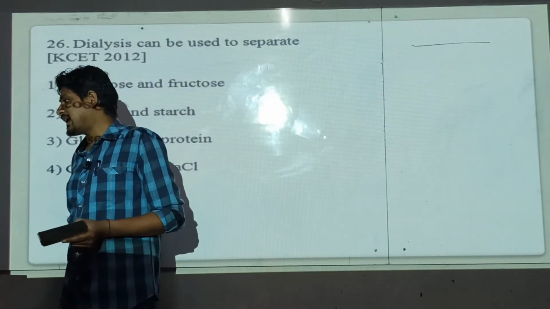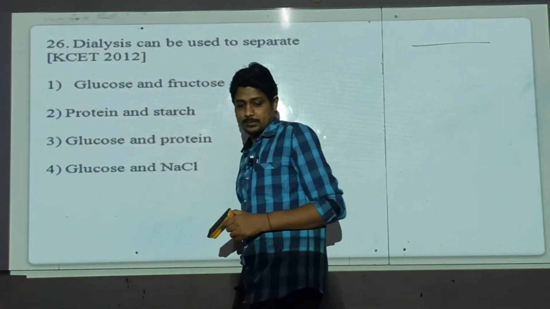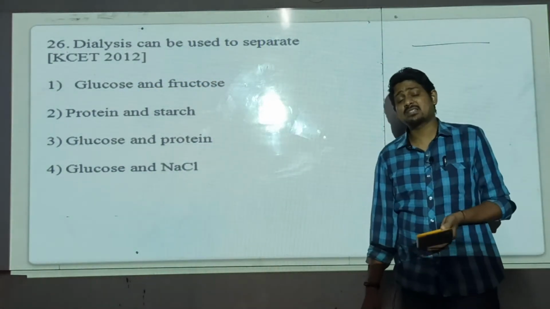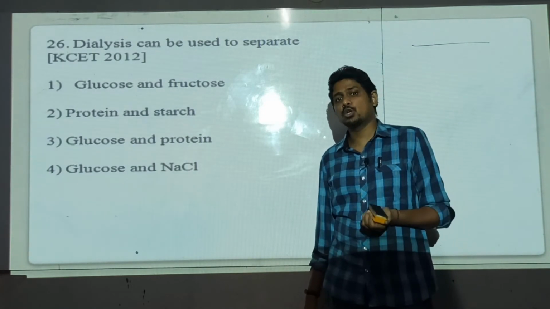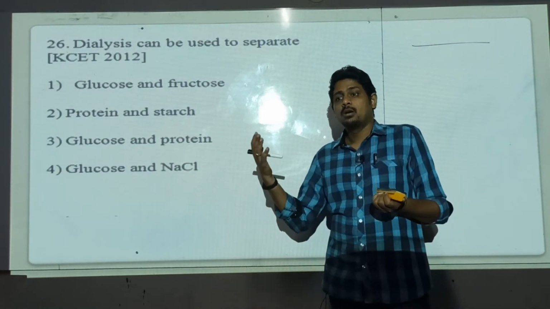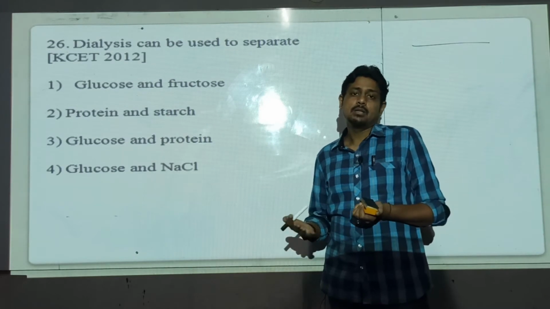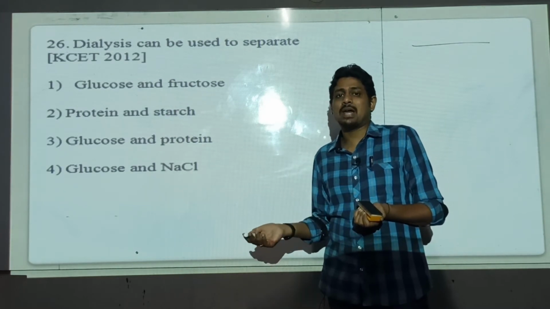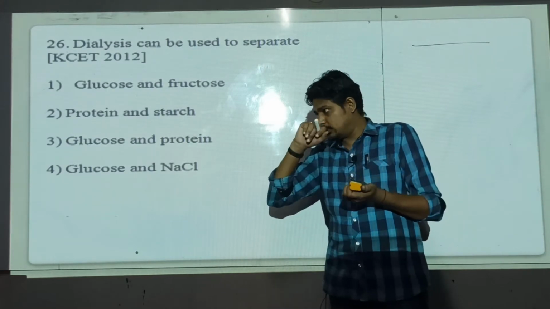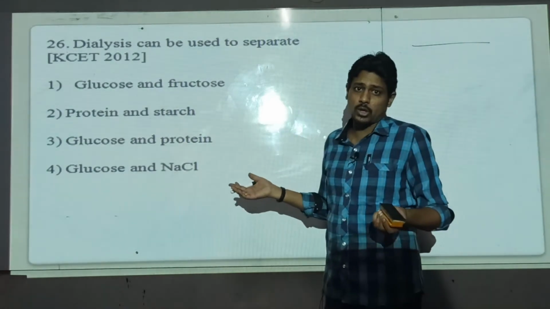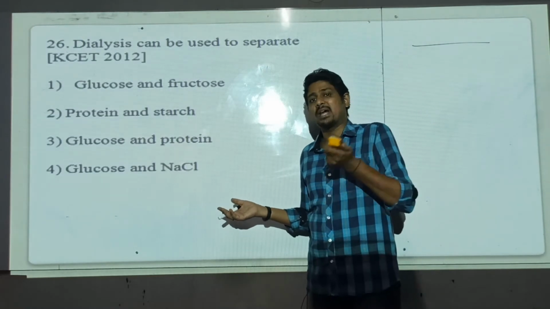Okay, next, dialysis can be used to separate what? What is dialysis? First understand what is meant by purification of colloids. Purification of colloid means we have to separate the extra amount of electrolyte present in the colloidal solution. So separation of what? Extra electrolyte from the dispersed phase or colloidal particles.